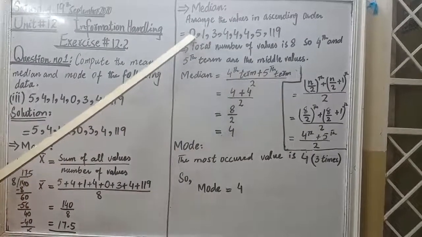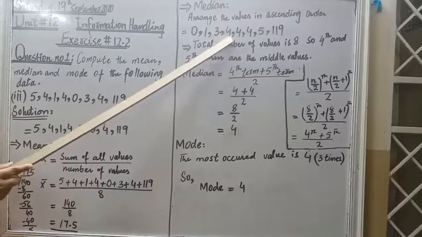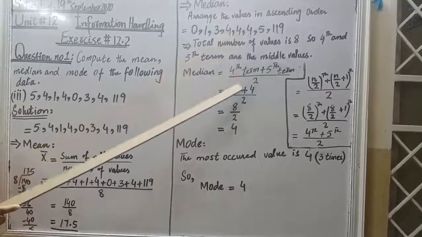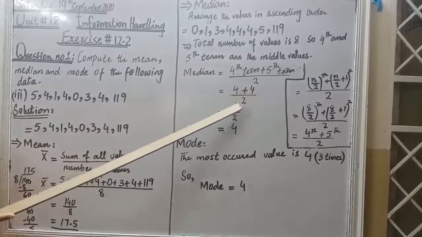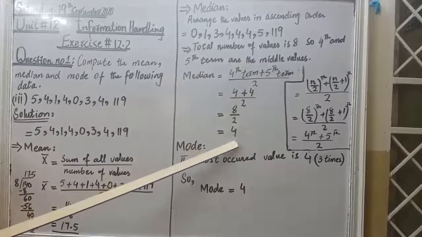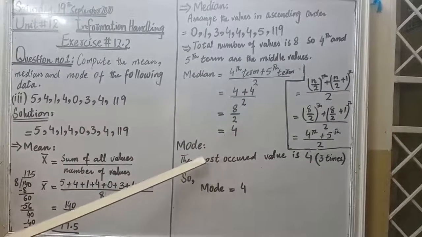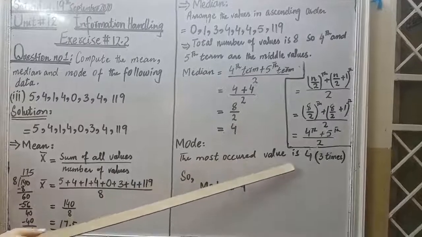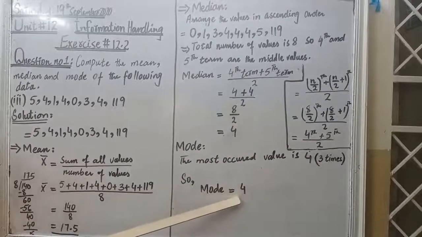So our terms are 0, 1, 3, 4, 4. This is our fourth term and this is our fifth term. So 4 plus 4 divided by 2. 4 plus 4 is equal to 8. 8 divided by 2 is equal to 4. Now mode is the most occurred value. So the most occurred value in this data is 4, which occurs 3 times. So our mode is equal to 4.